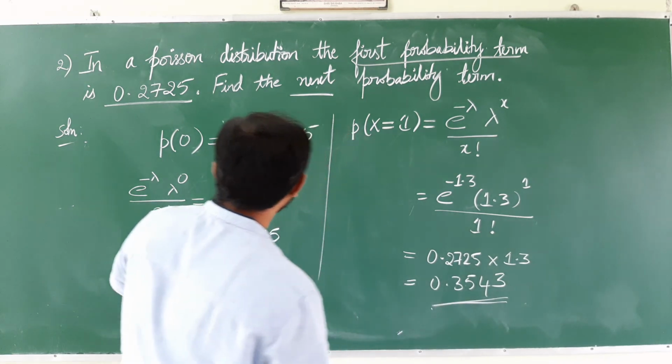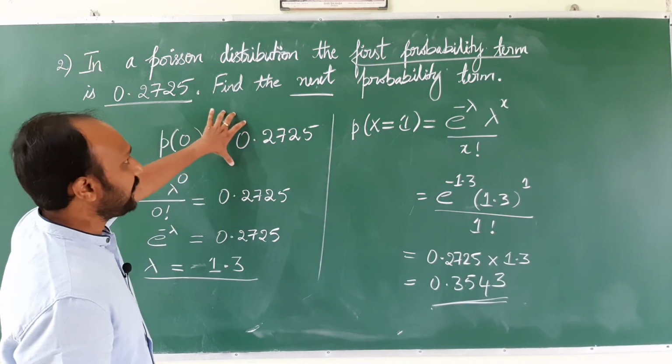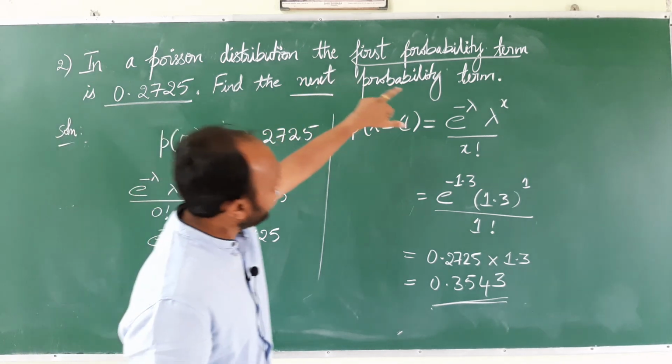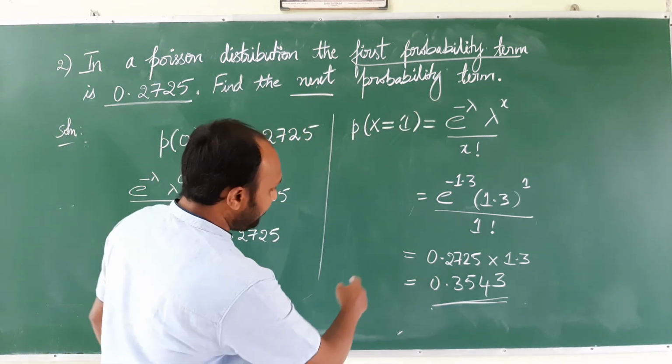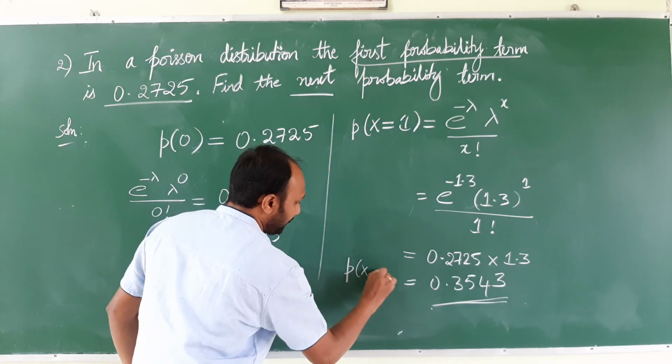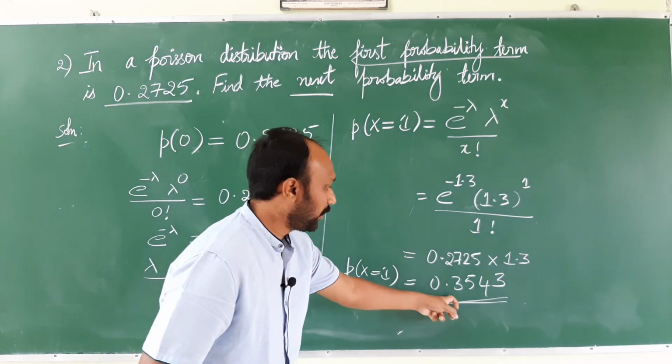Please notice here, we started with the first probability value. And what was the question? We need to find the second probability term. So the next probability term, that is the probability of x equal to 1, is 0.3543.